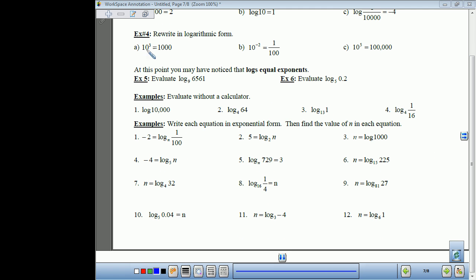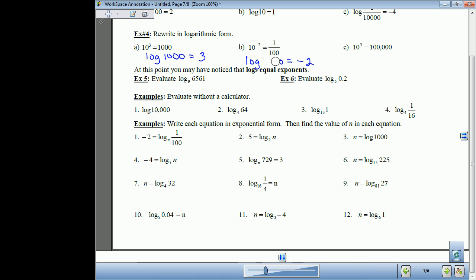Okay, here it asks us to rewrite these in log form. So when it's base 10, I just write log of the answer equals the exponent. Could I not also write this as 0.01? Yes. Okay, and this one, it would become log of 100,000 equals what?